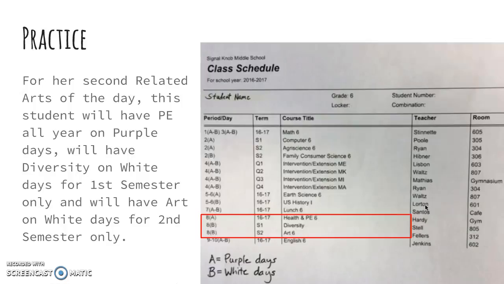Now let's take a look at the afternoon related arts courses. In this sample schedule for her second related arts of the day, this student will have PE, and that course will last all year long, and that will be on purple days. The student will have diversity, and that will be on white days, but as you see here from the S1, that will only last the first semester. The second semester, that student will be having art, and that will take place on white days.